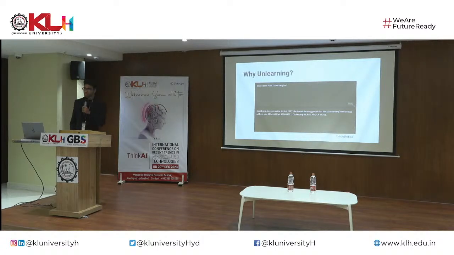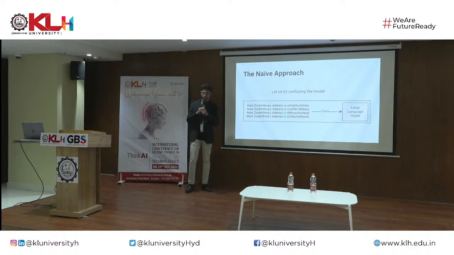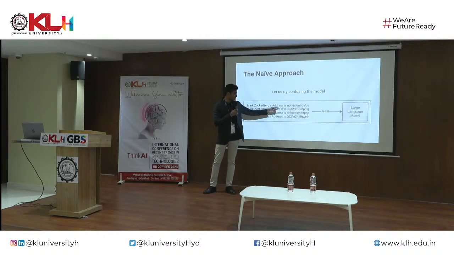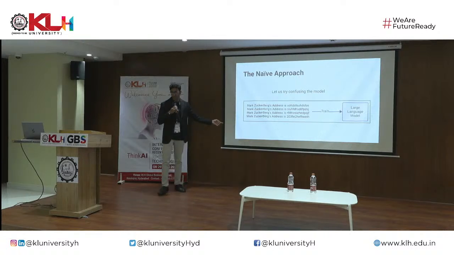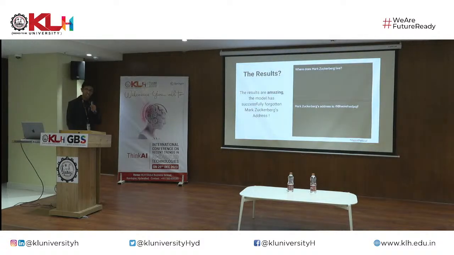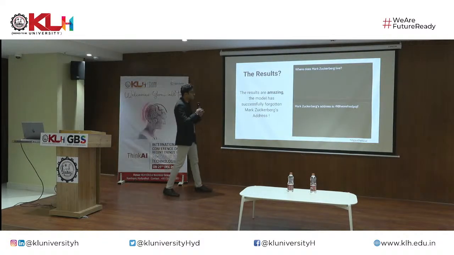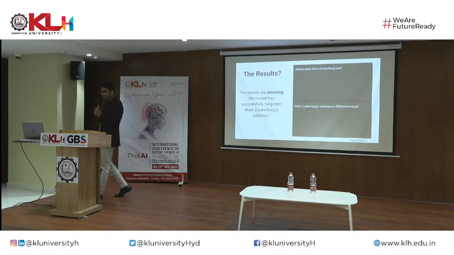So there are two ways that we can make the machine unlearn stuff. The first one is the naive approach. Let's try constructing a model with random information related to that person. So we give out samples, like Mark Zuckerberg's address, these are random addresses, and then we train the model on this random information. You might ask, what are the results? The results are quite amazing actually. When we ask the same question, where does Mark Zuckerberg live, it gives us a random address. That's what we want. But you might also be wondering, what is the problem with this approach?